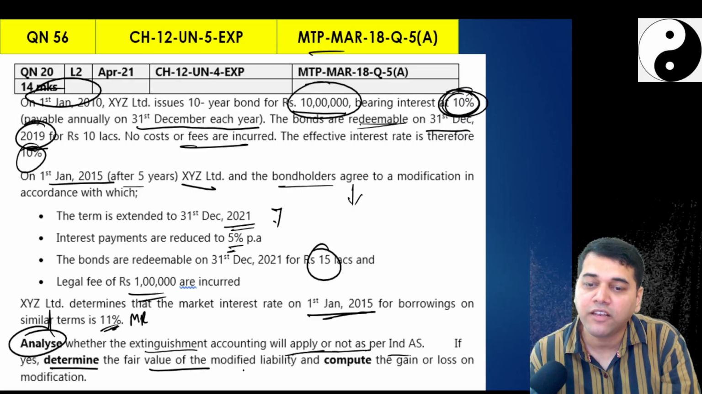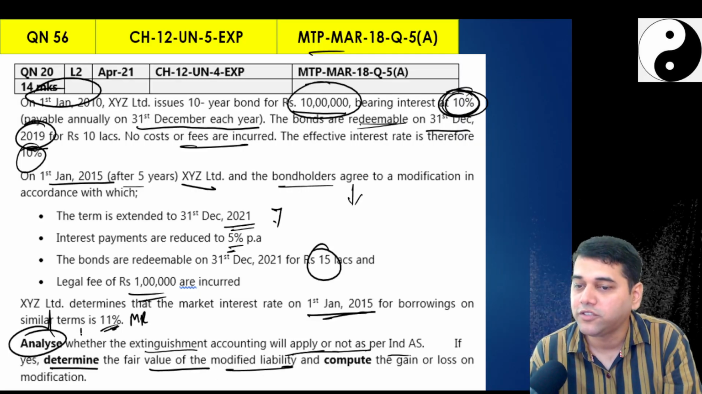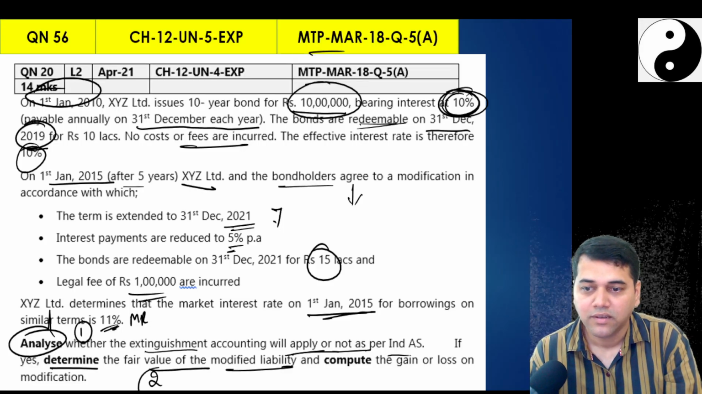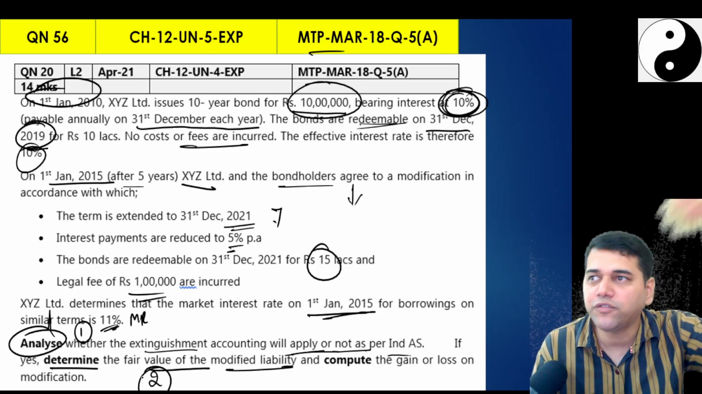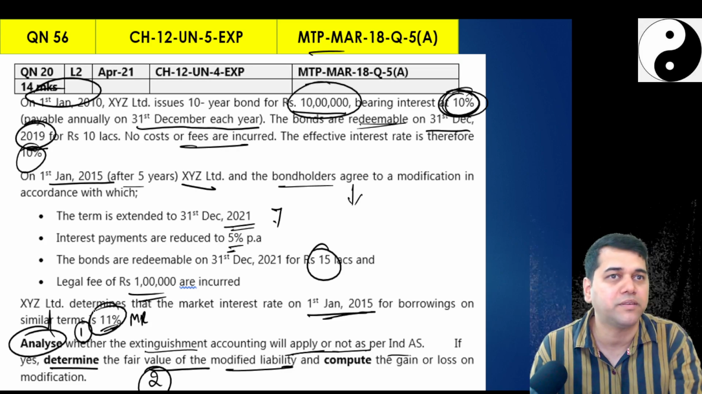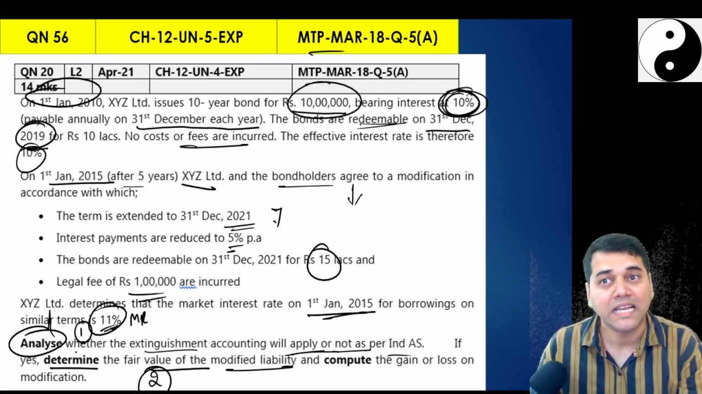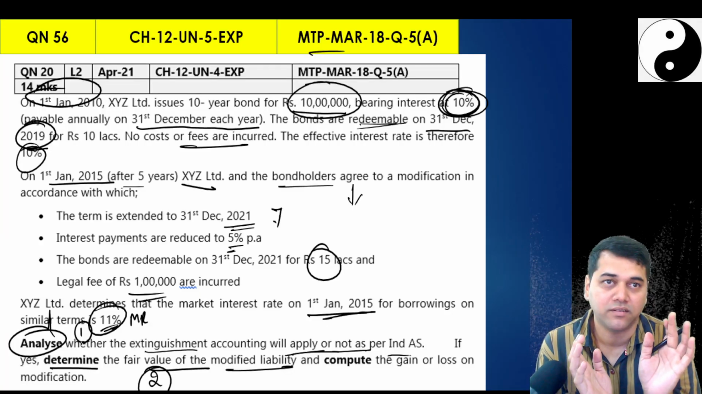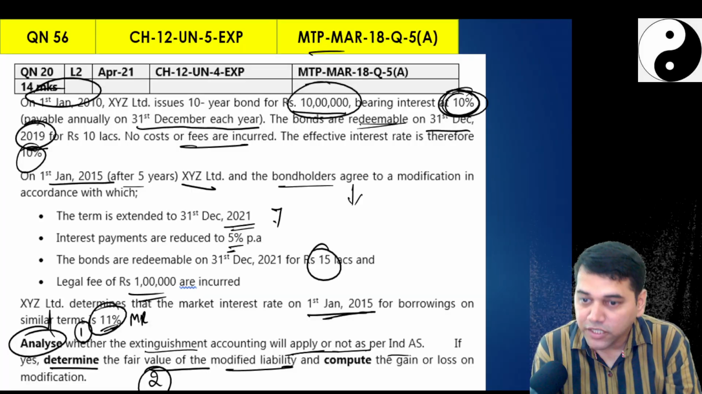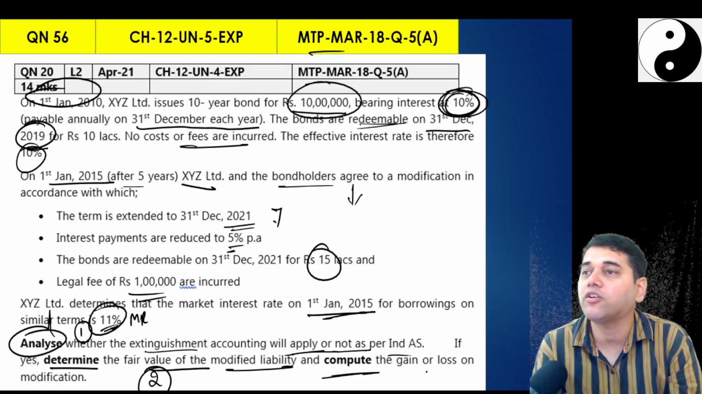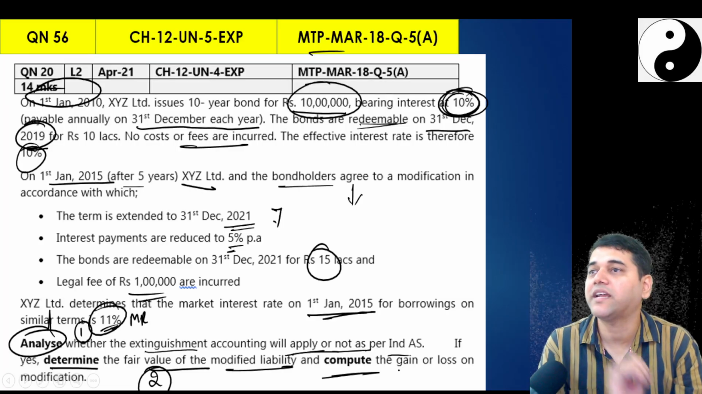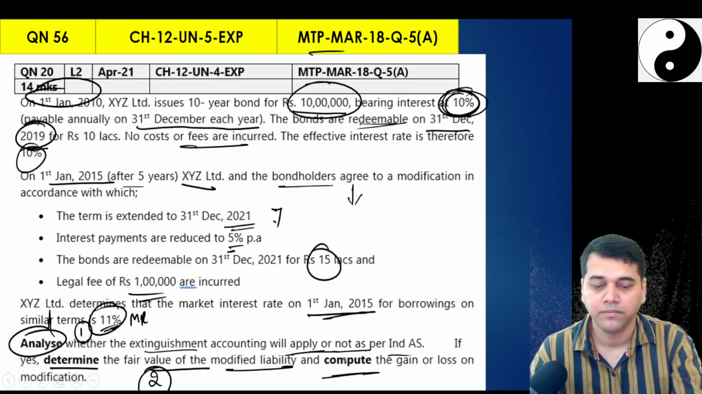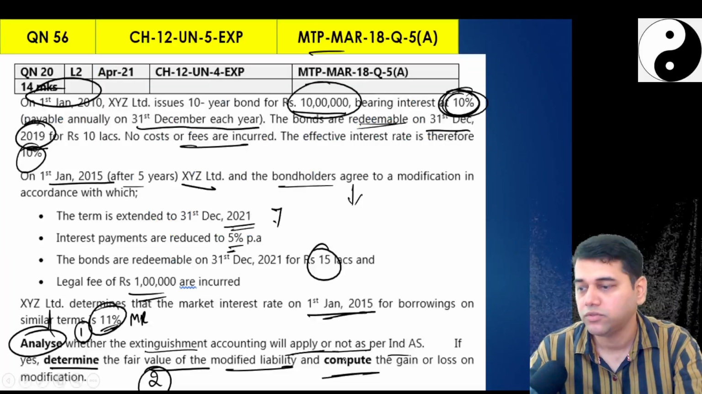Then determine the fair value of the modified liability. This is the first question. Simple. Present value of the future cash flows at the new percentage. That 10% you took, the original EIR, is notional, only for comparison's sake. So you have to calculate the new one and compute the gain or loss on the modification, so as to pass an accounting entry. Clear? Okay. So first we will do the solution.